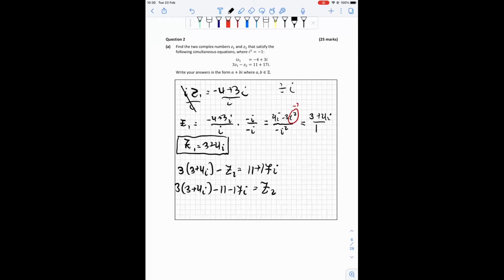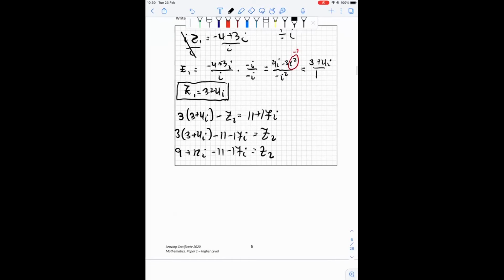Multiply out on the left-hand side. So 3 times 3 is 9, plus 3 times 4i is 12i, minus 11 minus 17i equals Z2. Add the real to the real, the imaginary to the imaginary. So 9 take away 11 is minus 2. 12i take away 17i is minus 5i.